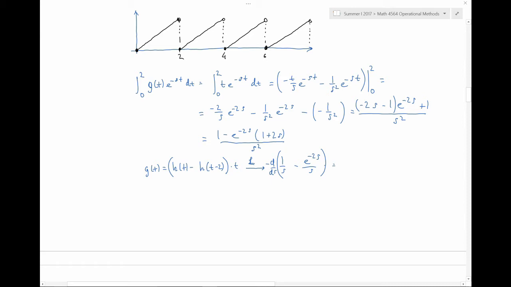Take a derivative of 1 over s, and we get minus 1 over s squared. And the minus minus cancels out, giving us 1 over s squared. And then we also have a derivative of e to the minus 2s over s, which gives us minus e to the minus 2s over s squared minus 2 e to the minus 2s over s. And this simplifies into exactly the same function that I just wrote above. So regardless of how you do it, you're always going to get the same Laplace transform.